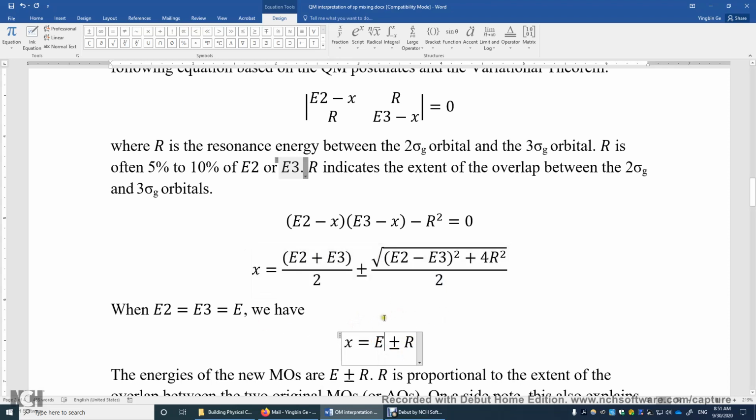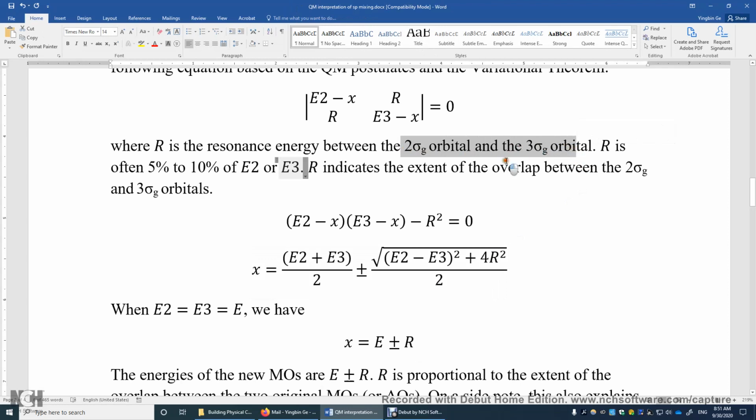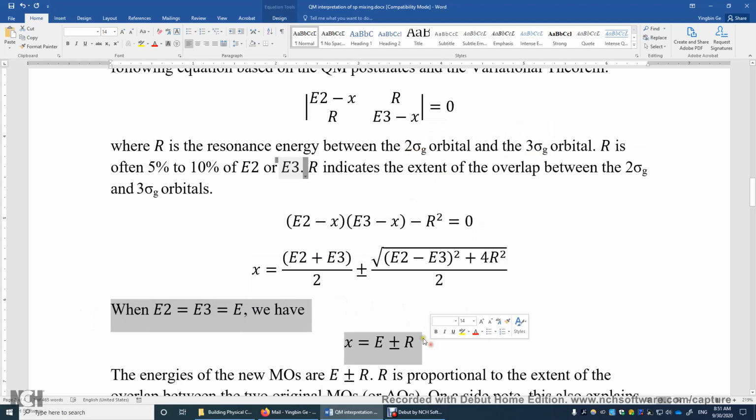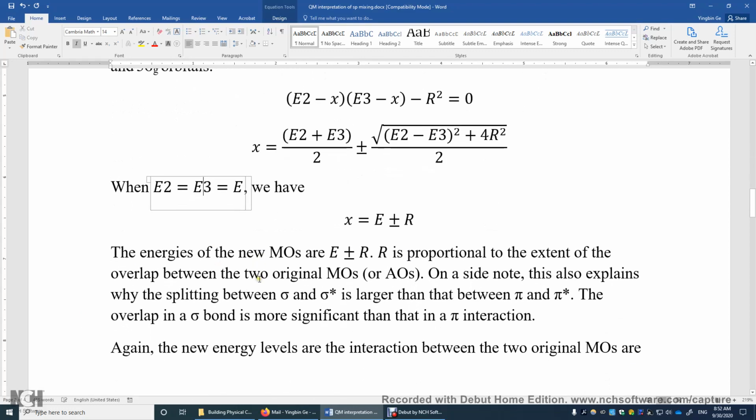But that's not the case for this situation. All right, so we know 3 sigma G lies above 2 sigma G. This is because 2pz orbital has higher energy than 2s orbital. And this is made from 2pz orbitals. This is made from the 2s orbitals. So this is not the case. I'm just trying to tell you different cases. Now let's look at the different cases.